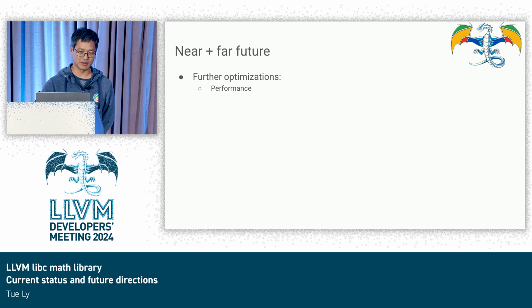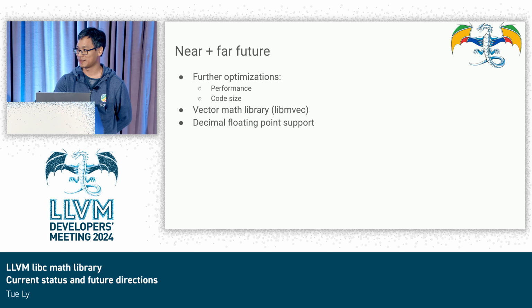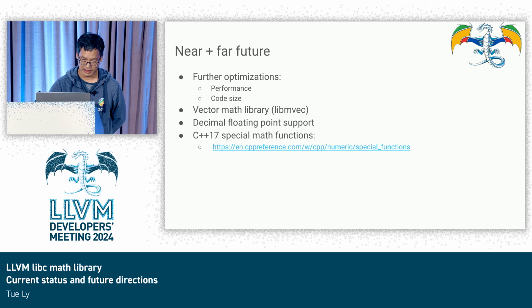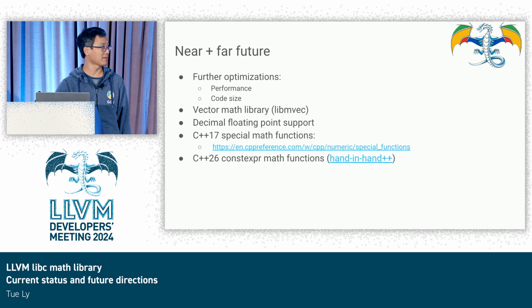A little further out, this is continuous work that we'd like to optimize for performance and cost size for various targets. I really want to start the vector math library, libmvec, hopefully sometime soon. And decimal floating point support, just for completeness. Also, the C++ special math functions are on our list that we are looking into. Next, with the correctly rounded implementations, we can support the C++26 constexpr math functions.